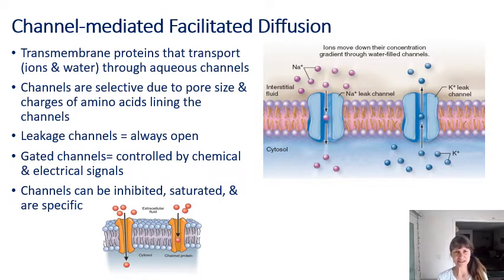Channels can be selective due to the size of the pore, and they can also be selective in terms of the charges of the amino acids that make up the proteins that line the channels. Leakage channels are channels that are always open. Gated channels can be controlled by chemical and electrical signals. We'll see more of that in the future. Channels can be inhibited, they can be saturated, and they are specific.